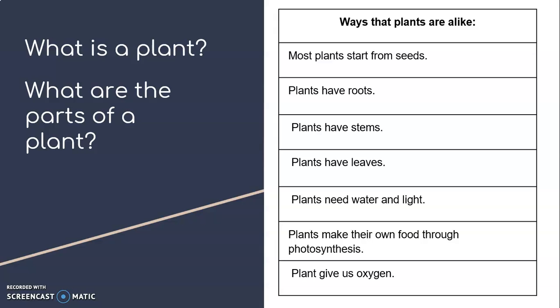Plants make their own food through photosynthesis, which we talked about, how they get to that process of photosynthesis from the sun, making their food in the leaves. And all plants give us oxygen.